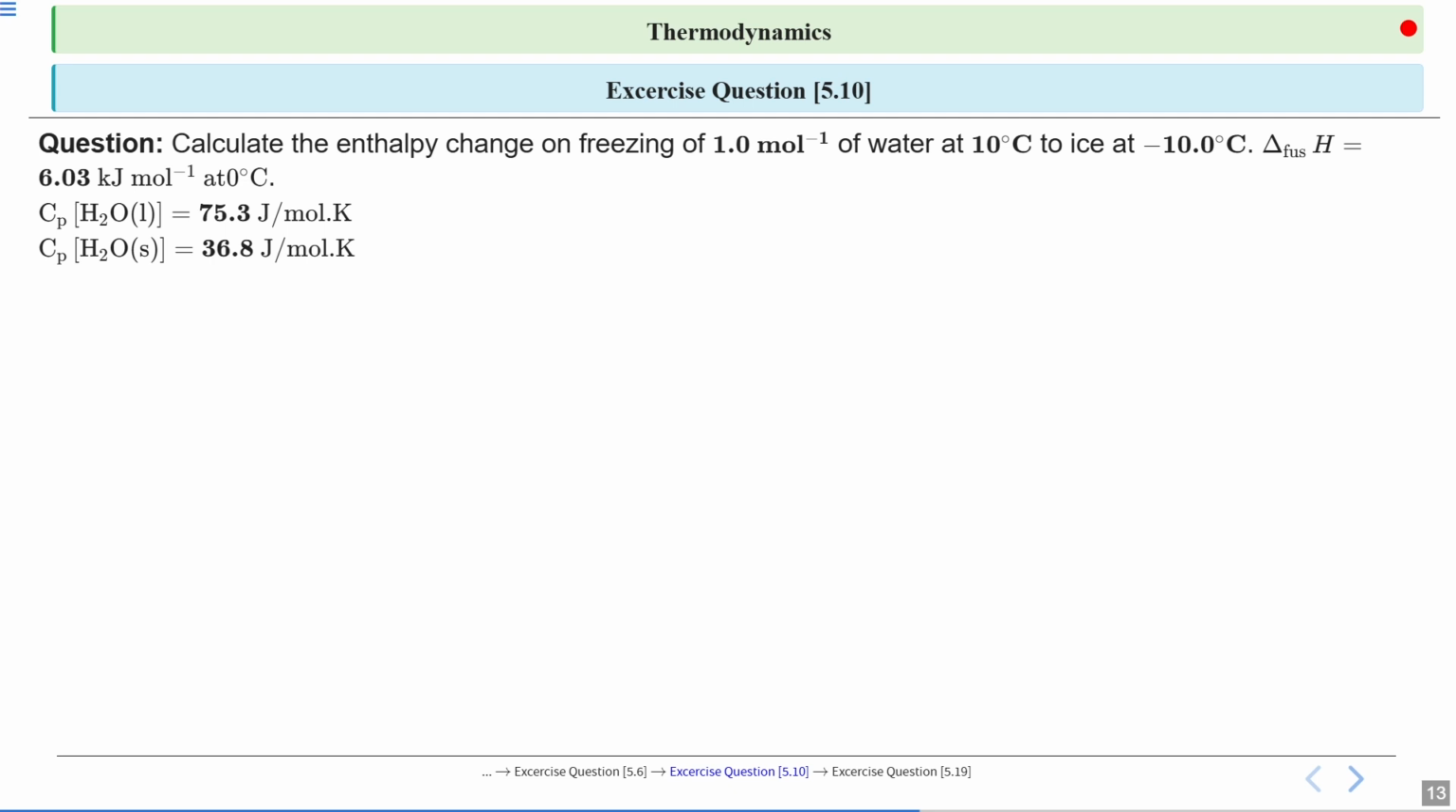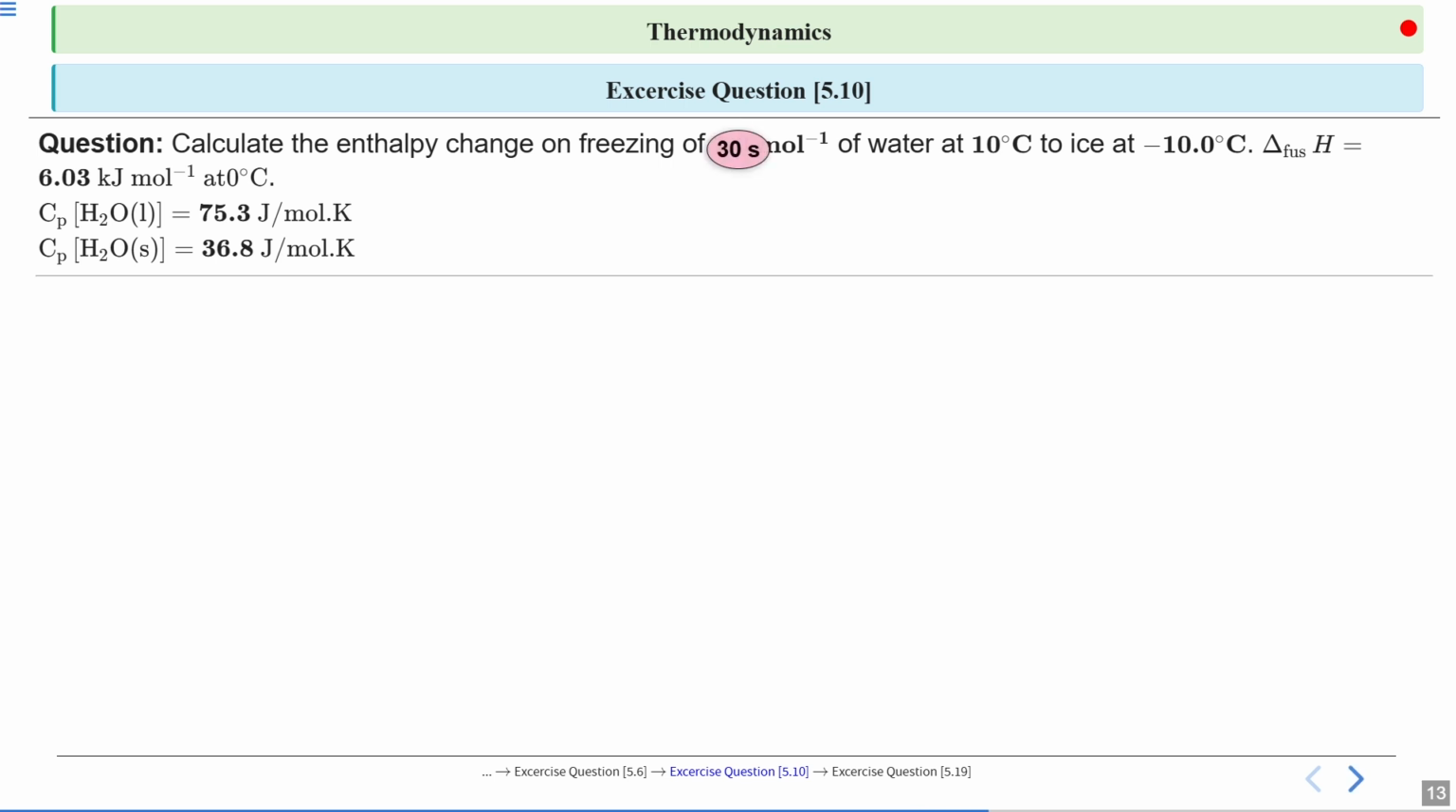Now, along with this, two must-have pieces of information are given: the heat capacity at constant pressure for liquid water, 75.3 joule per mole per Kelvin, and then the heat capacity for water in the solid state as well, which is 36.8. Now your time to solve this question starts now.